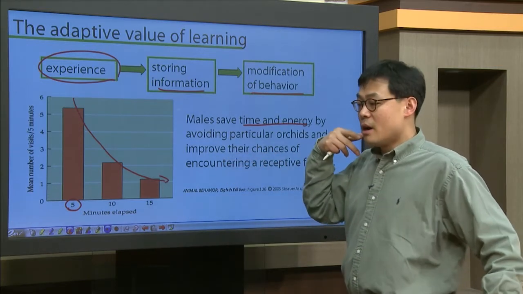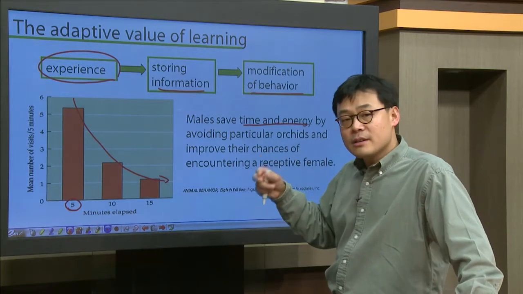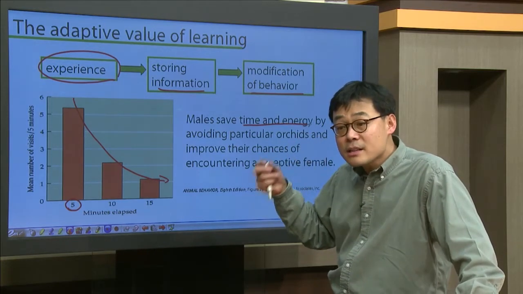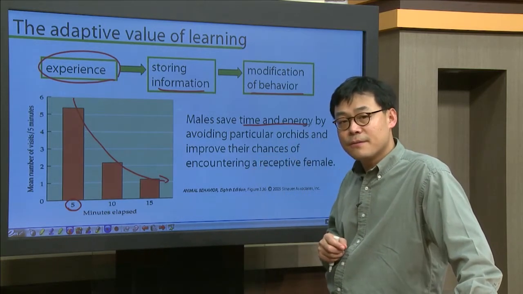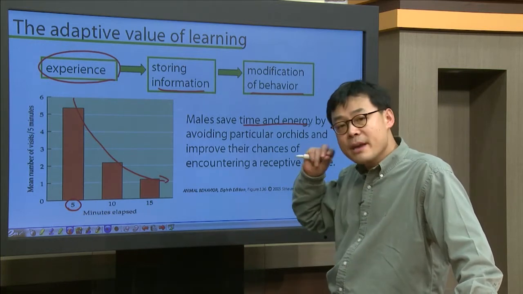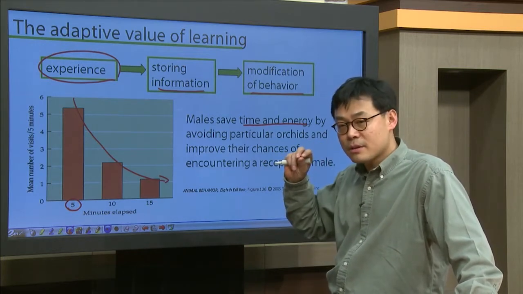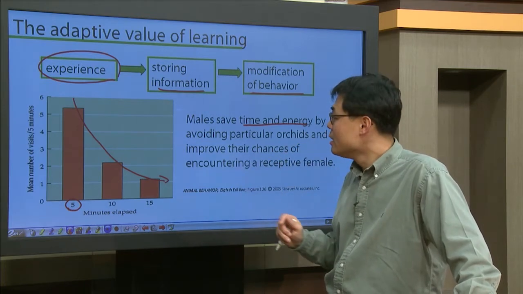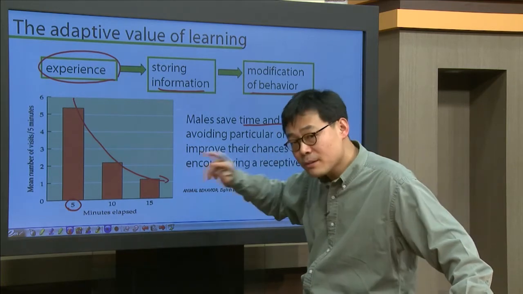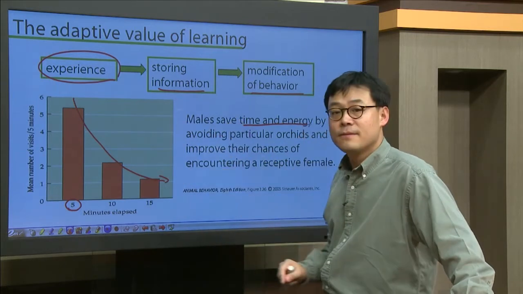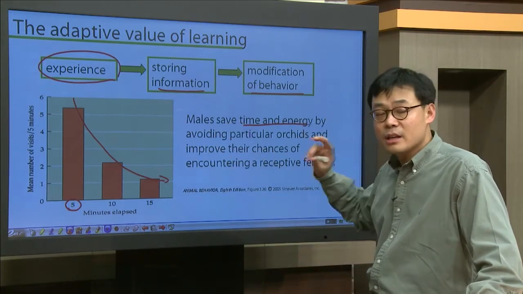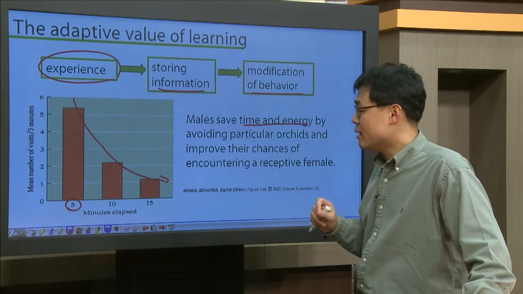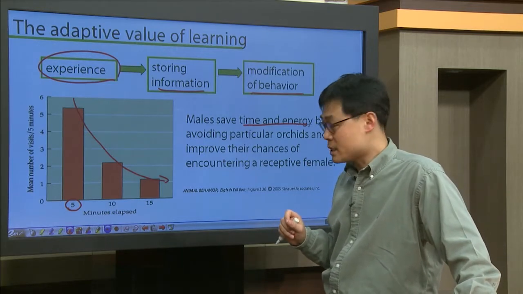So when there is a smell of the pheromone, the male responds to the sex pheromone and flies to that location. But if the location is that same flower, he avoids visiting that flower. So learning here is very critical for this wasp.